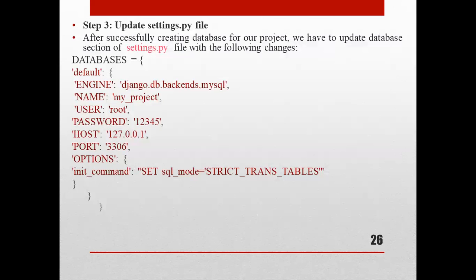Then the next step is we have to update the settings.py file in our project. We have to update the database section of settings.py with the following changes, like here. See the database: here we have to change the engine, then name, user, password, host, port, and here we have to set the SQL mode.